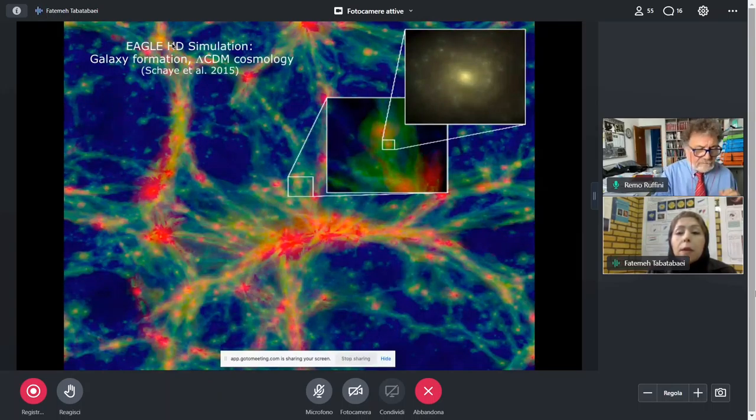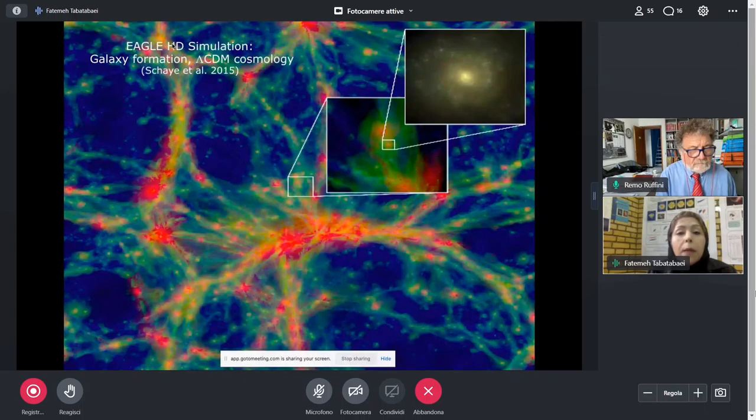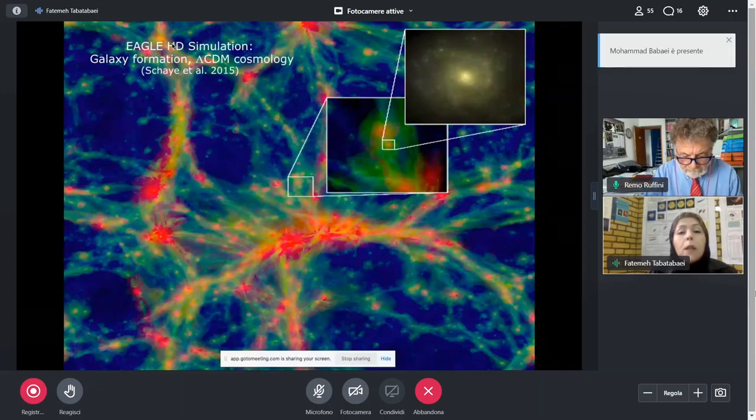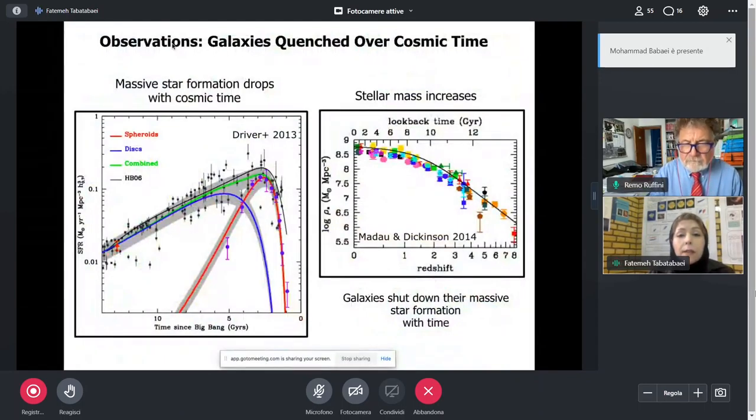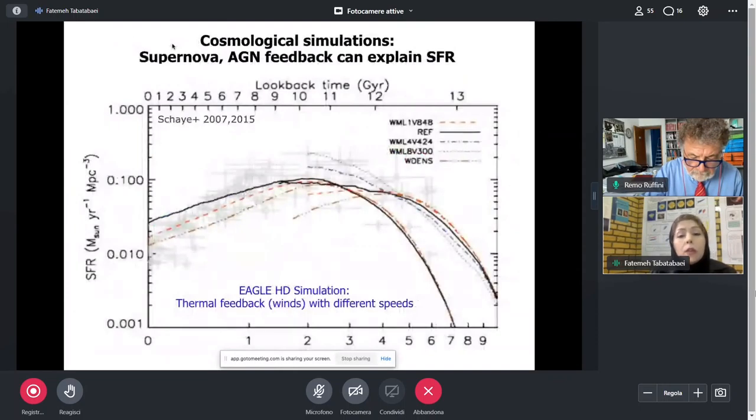And the star formation is fed by the accretion of cold gas from the intergalactic medium. However, these simulations and models can face some difficulties if they want to explain the evolution of galaxies. Observations show that galaxies quench over cosmic time as they shut down their massive star formation, while their stellar mass increases. The suggestion of these models to explain this star formation evolution is feedback, that is, the thermal radiation or the beams from the supernovae and AGN in these galaxies.